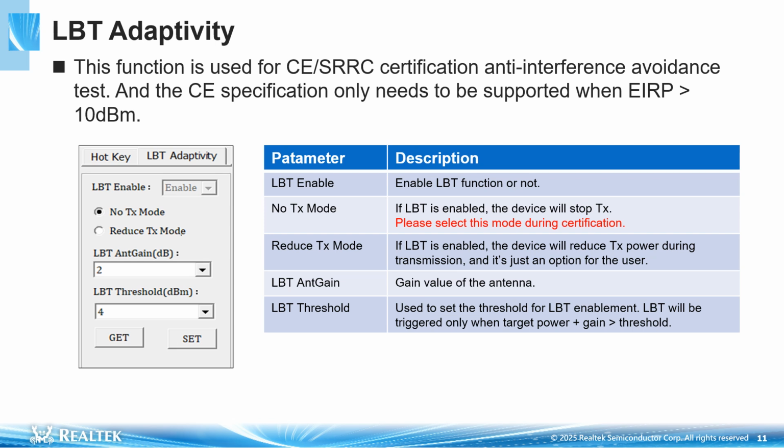Reduce TX mode: if LBT is enabled, the device will reduce transmission power, and it's just an option for users. LBT and gain: gain value of the antenna. LBT threshold: used to set the threshold for LBT activation. LBT will be triggered when target power plus gain reaches the threshold.